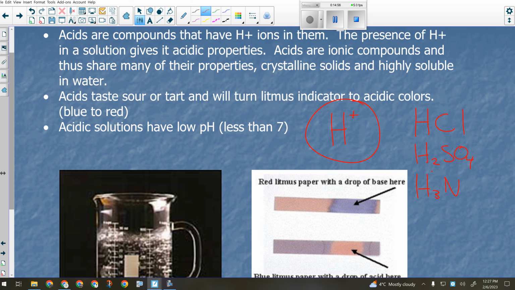Right? What about this stuff? Would that be a strong acid as well?